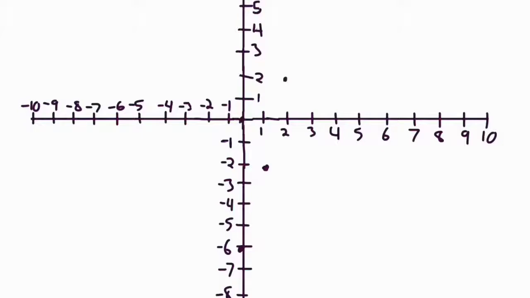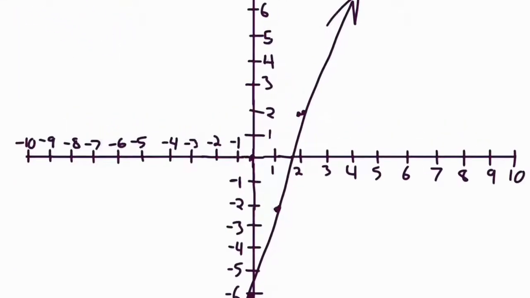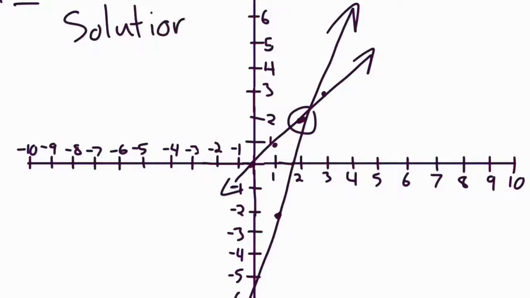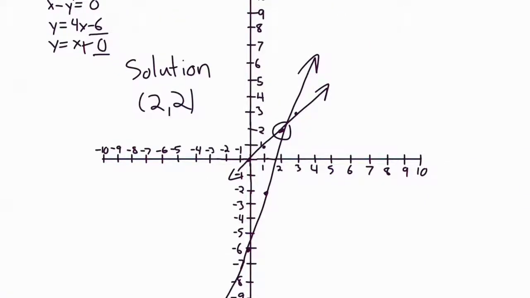And then because the first one was 4, you go up 4 and to the right 1. And then the second one is just 1, so you go up 1 and to the right 1. Keep doing that. And then you get the solution, which is now 2, 2. And that's how you do it.